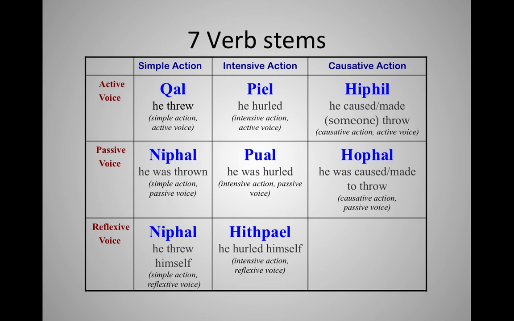Primarily, you're learning these as vocabulary words, essentially. The goal is to learn these basics. That Qal stem conveys two things: simple action and active voice. That Pual, for example, is intensive action and passive voice, or Hithpael, for example, is intensive action with reflexive voice. So you just want to learn the associations of each stem.